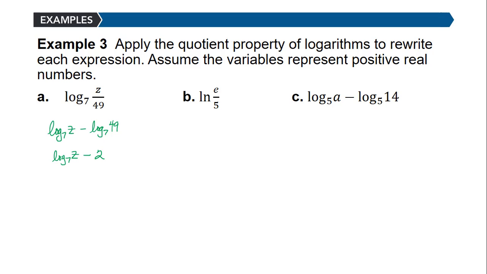The natural log of e divided by 5 would be equivalent to the natural log of e minus the natural log of 5. Well, the natural log of e is 1 minus natural log of 5. Log to the base 5 of a minus log to the base 5 of 14. So here I have a difference of two logs. I can rewrite it as a log of a quotient, as a log to the base 5 of a over 14.